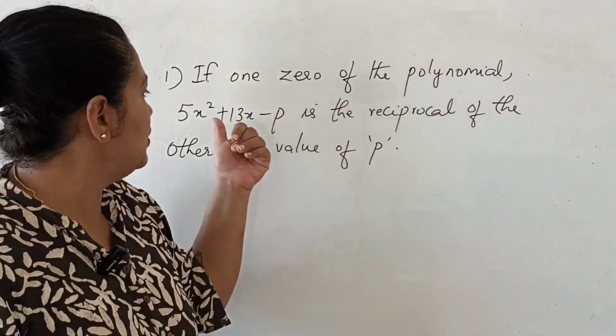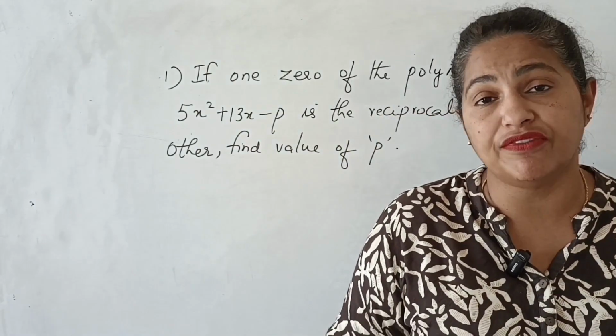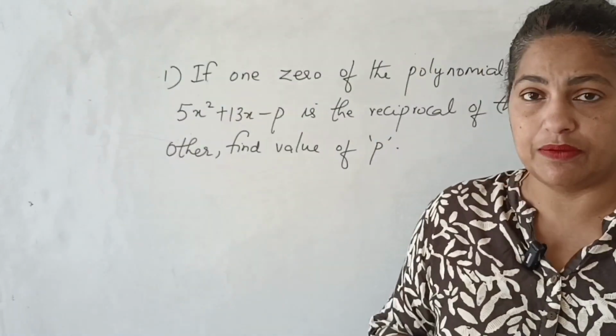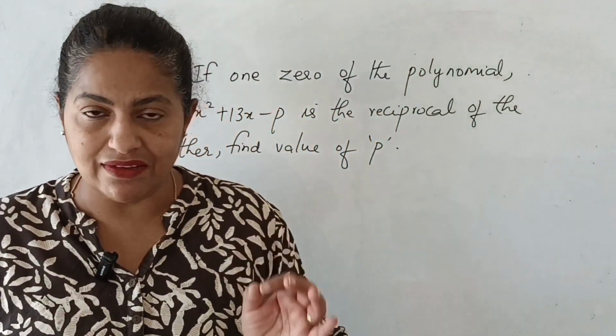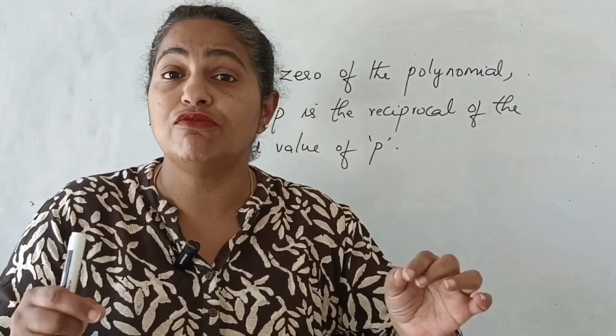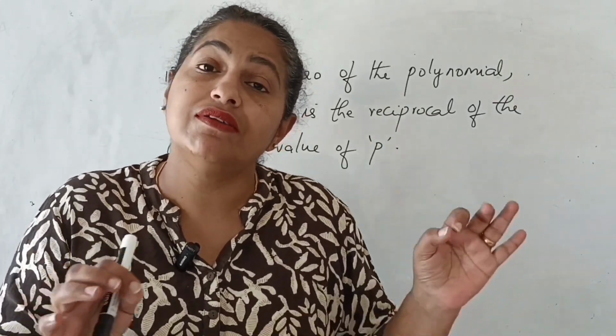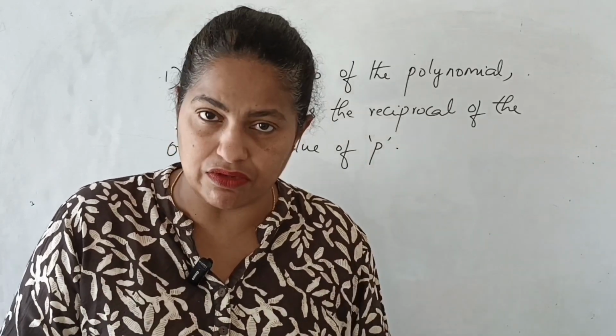If one zero of the polynomial 5x² + 13x − p is the reciprocal of the other, find the value of p. Now, you know that a quadratic polynomial is given to you and the zeros are given in such a way that they have mentioned a condition. One zero is the reciprocal of the other. So first, let us write down what is given to us in the question.